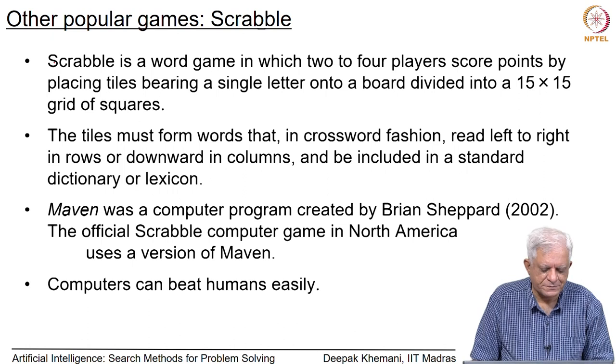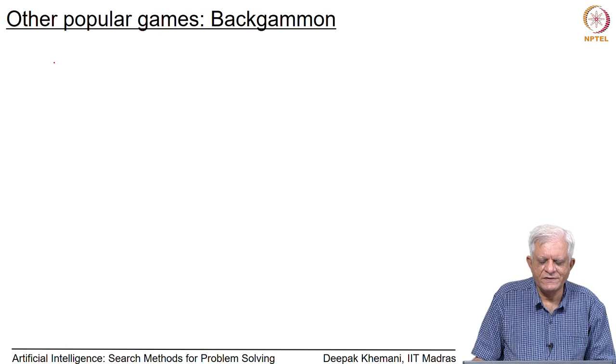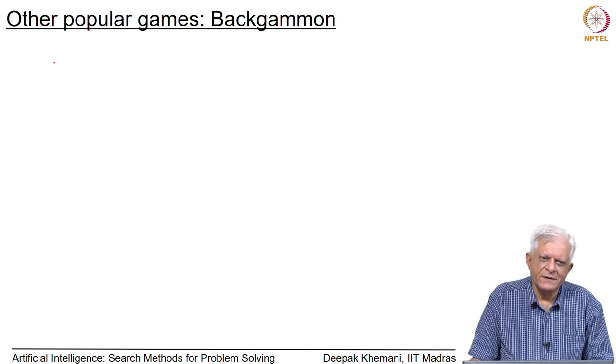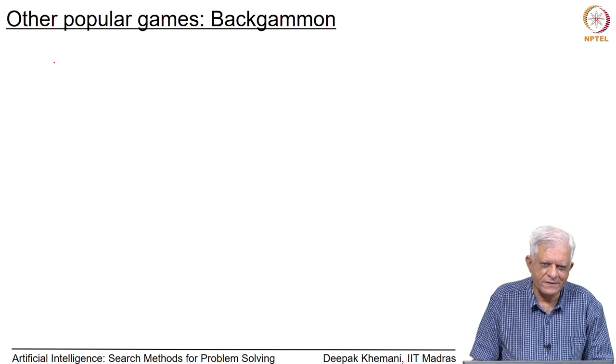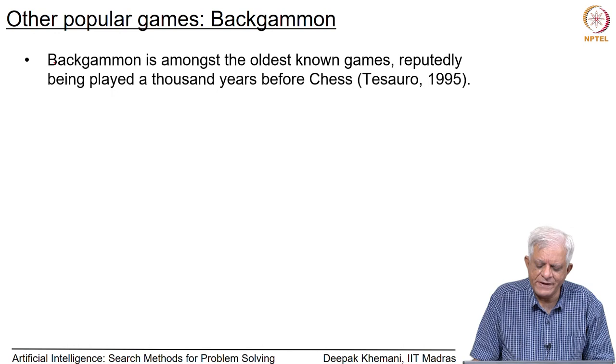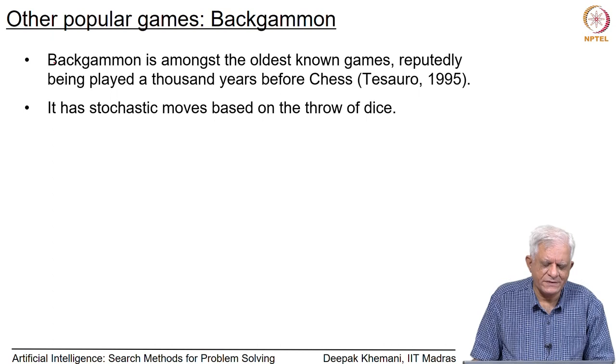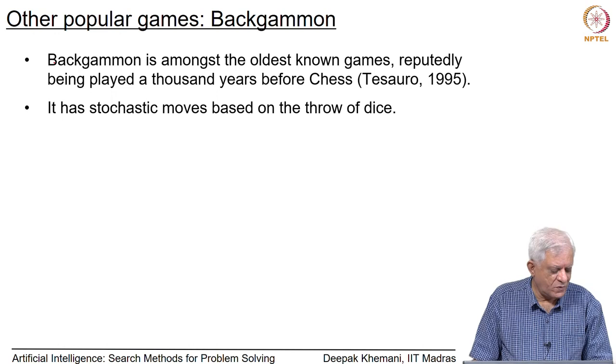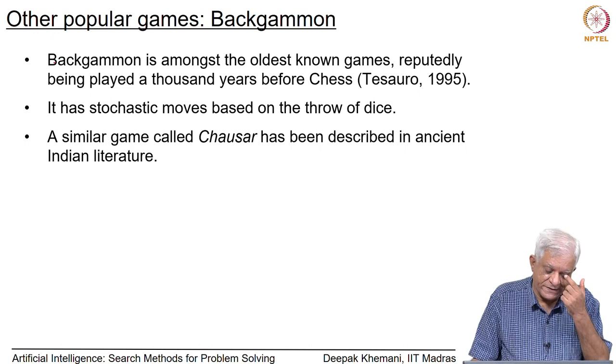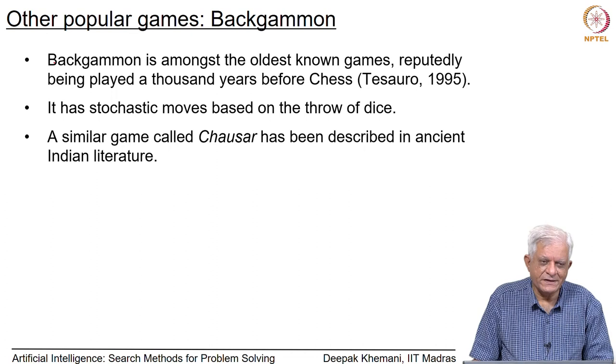Another popular game has been backgammon, which introduces us to the notion of throwing dice, because that is an integral part of the game. Like you might have played a game of Ludo, which is popular amongst children here, or snakes and ladders. It is one of the oldest known games, reputedly played much before chess was invented, and it has this notion of stochastic moves, because you are throwing dice and you do not know what is the number that will show up, and that will tell you how many moves your piece can make.